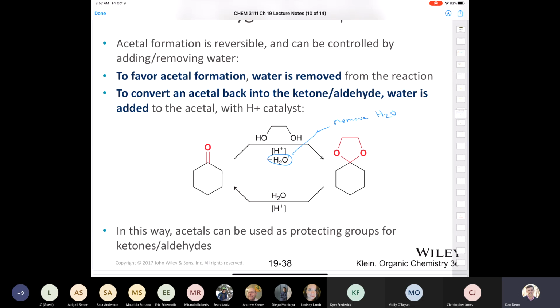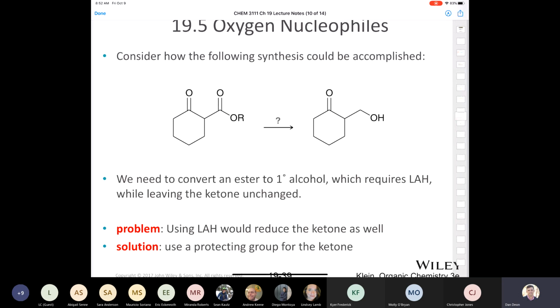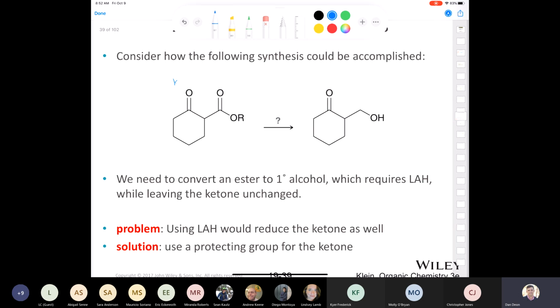Is there a good time to do that? The answer is yes, absolutely. What if I asked you to do this reaction right here? You've got this bifunctional compound. You have two functional groups. You've got a ketone here, and you have an ester here. You want to reduce the ester to a primary alcohol, but you want to leave that ketone intact.